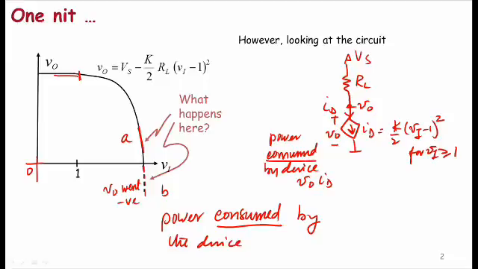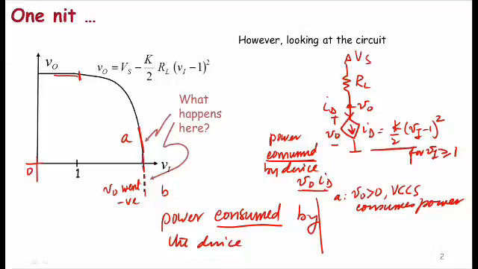Now, in region A, V naught is greater than 0. Therefore V naught ID is positive, and so my voltage controlled current source consumes power. Not surprising. The power consumed by my device is V naught ID, and if V naught is positive and ID is positive by this equation, when VI is positive, greater than 1, ID is greater than 0, and so V naught ID is positive. So the VCCS consumes power.